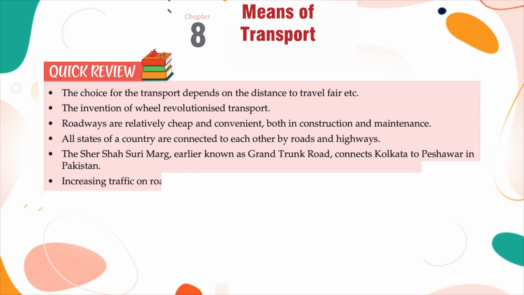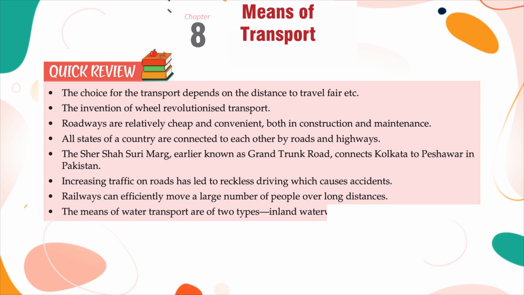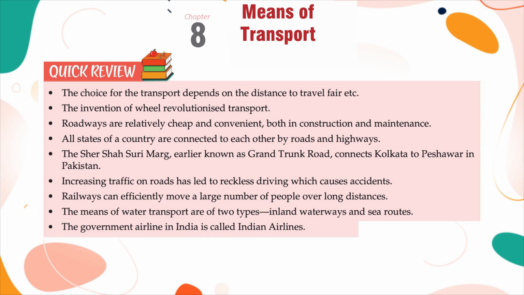Increasing traffic on roads has led to reckless driving, which causes accidents. Railways can efficiently move a large number of people over long distances. The means of water transport are of two types: inland waterways and sea routes. The government airline in India is called Indian Airlines.